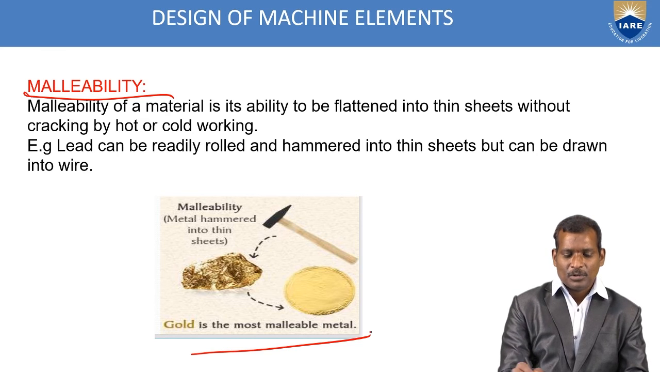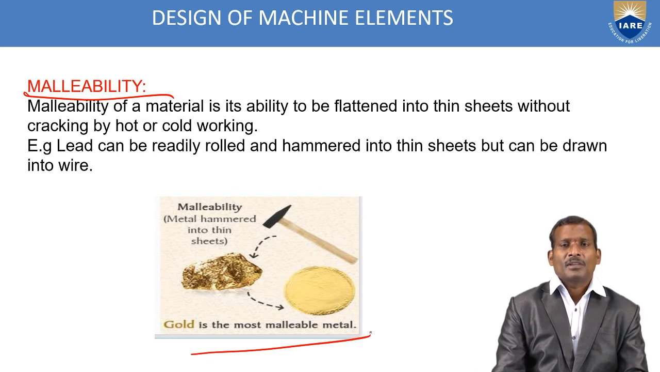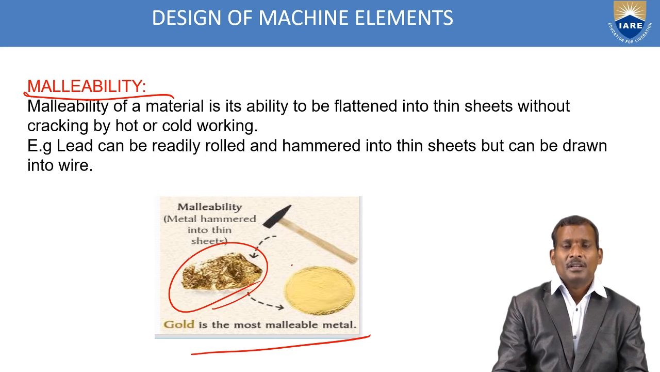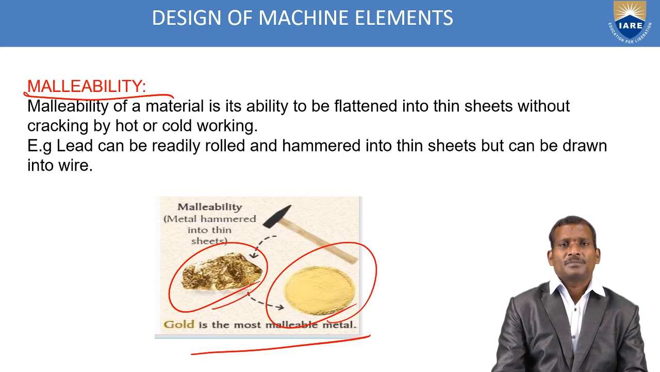See in this diagram, gold is the most malleable metal. Malleability: metal hammered into thin sheets. You can see this is the original raw material of gold, and after hammering you can convert it into thin sheets. Due to the malleability property, the raw gold is converted into various ornaments by using hot working and cold working.